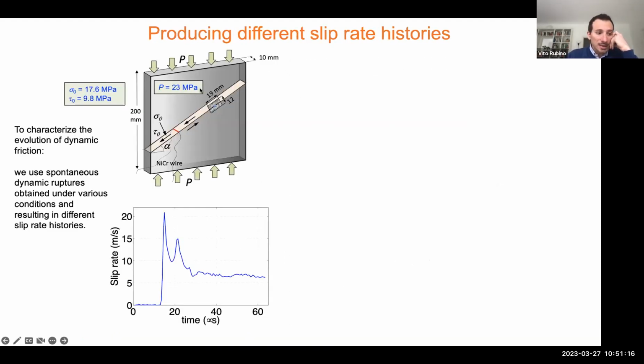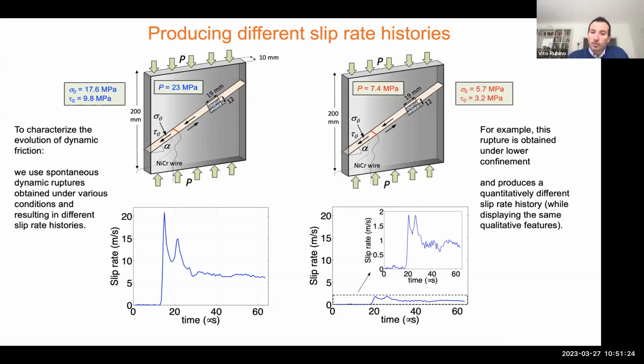This experiment was done at a characteristic level of shear loading, and we can produce other experiments with different levels of loading. This is an experiment with a much lower loading, which produces qualitatively the same slip rate time history, but quantitatively very different.